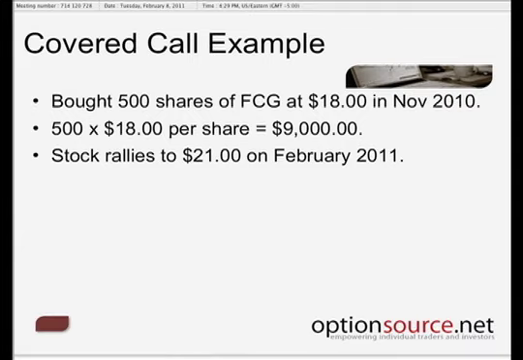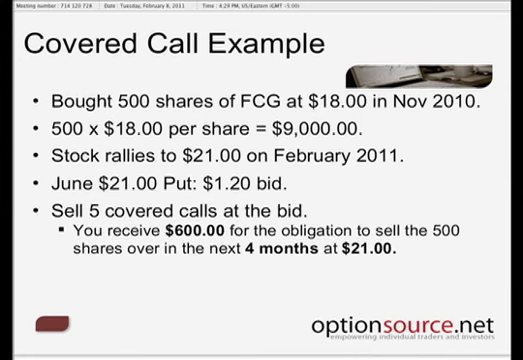And so you look right now and you get a quote, and you see the quote showing on that June $21 strike. So it should say call. My apologies. You see how it says put there? I apologize for the typo. The call is a $1.20 bid. And so what happens here is we sell 5 covered calls at the bid.